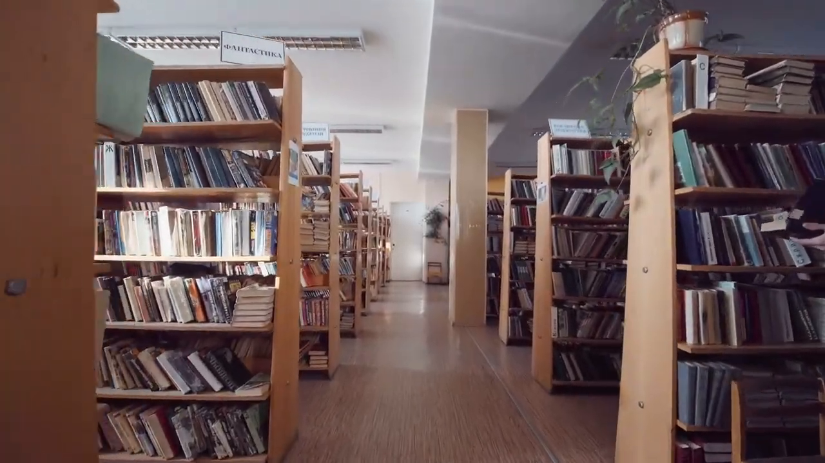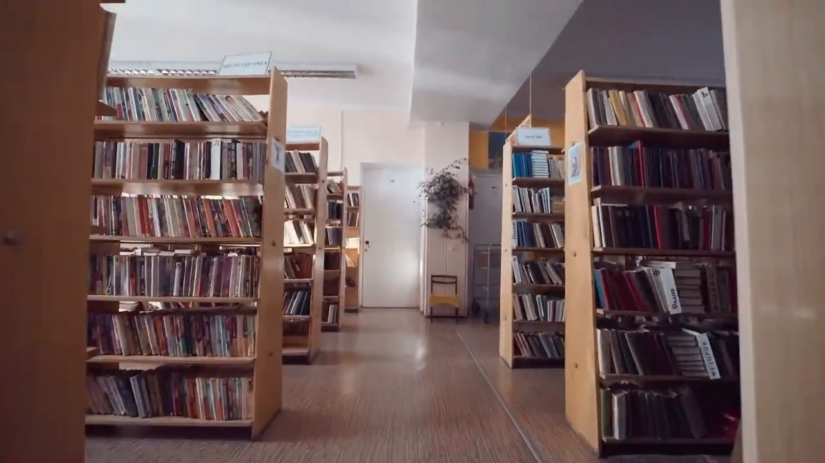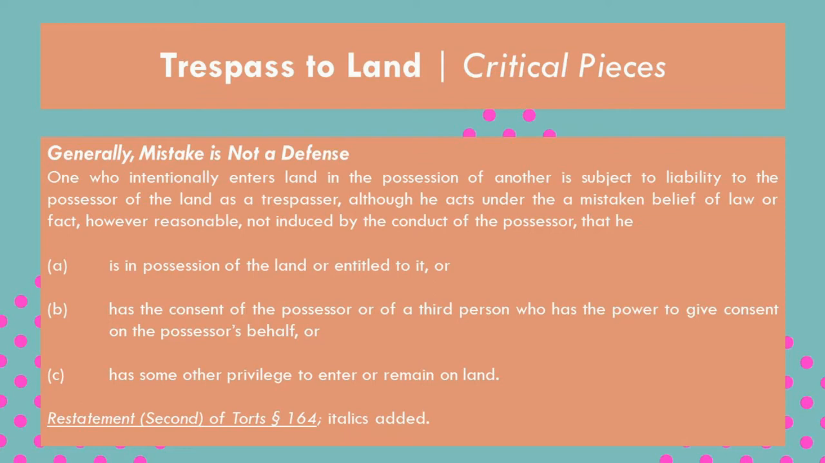The Restatement Second of Torts, Section 164, clarifies liability resulting from intrusions under mistake. It provides that, quote, one who intentionally enters land in the possession of another is subject to liability to the possessor of the land as a trespasser, although he acts under a mistaken belief of law or fact, however reasonable, not induced by the conduct of the possessor, that he, A, is in possession of the land or entitled to it, or B, has the consent of the possessor or of a third person who has the power to give consent on the possessor's behalf, or C, has some other privilege to enter or remain on the land.